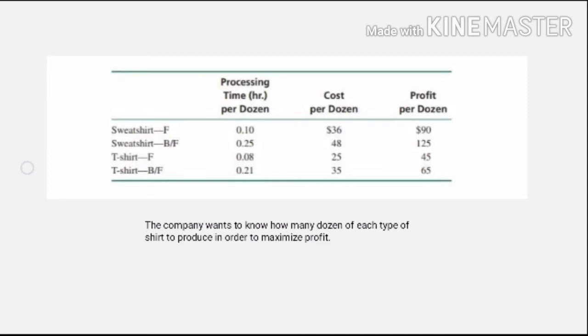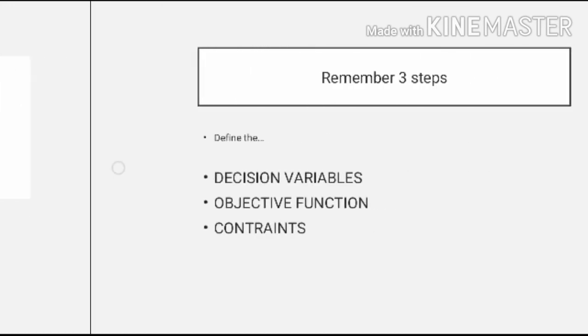Other variable is the t-shirt that has a front print only. So the processing time is 0.08. Cost per dozen is 25 and its profit is 45. And lastly, the t-shirt with the back and front prints. The processing time is 0.21. The cost per dozen of the t-shirt is 35 and its profit is 65. So the company wants to know how many dozen or boxes of each type of shirt to produce in order to maximize profit.